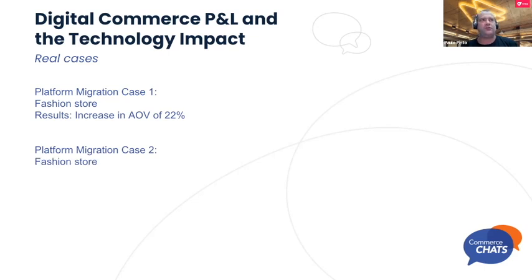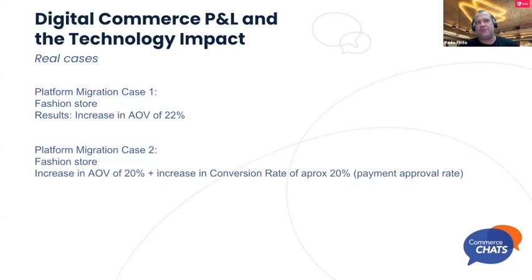Second case here, also a fashion store, increased the AOV 20% and the conversion rate also about 20%. Basically, the conversion rate was in the new platform versus the old platform. It's a change of 20%, and then the AOV also increased 20%. So, I mean, the results were huge, right? You can expect much better results in the operation, but those are real cases that I just wanted to illustrate here.